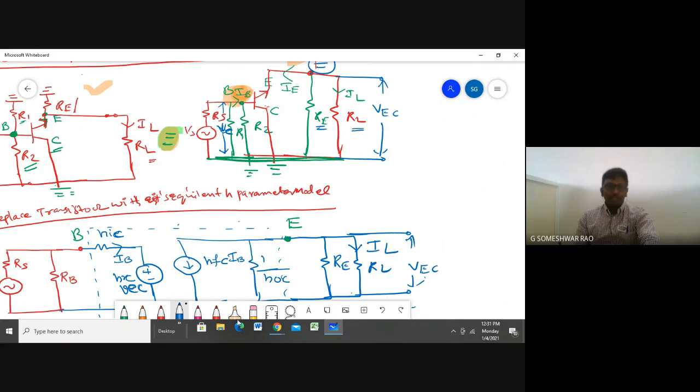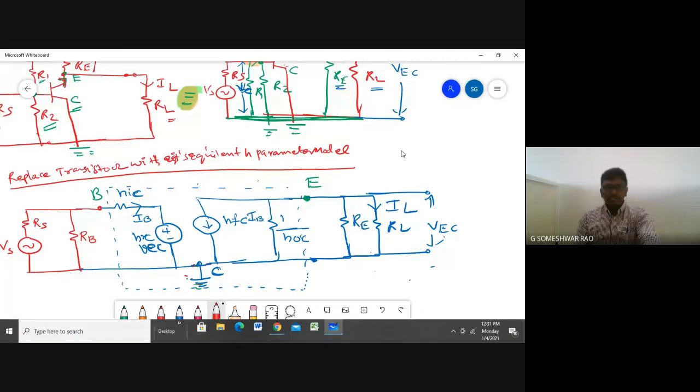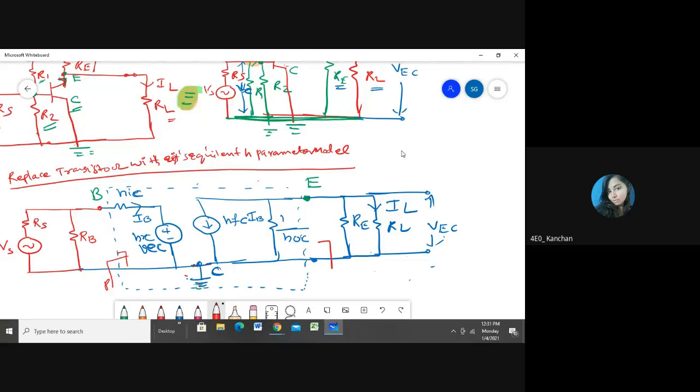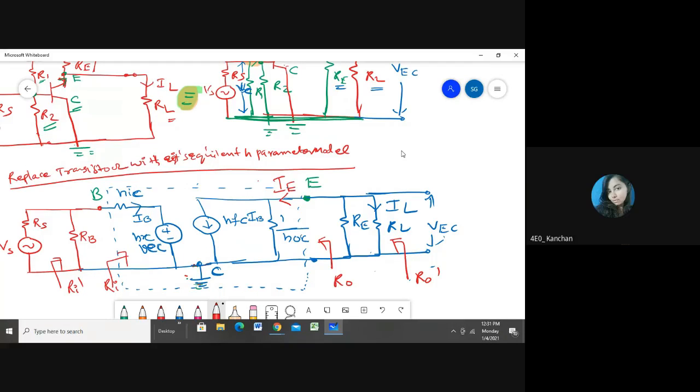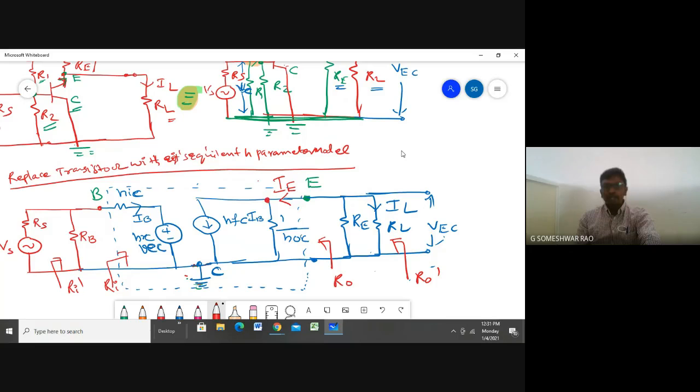Now tell me which one is RI, RI dash, R0, R0 dash. RI is nothing but R1 here, in parallel. This is RI. RB parallel, this is RI dash. Please mention here. And this is R0, and this is R0 dash. What is the current flowing through this? The current flowing through this is nothing but IA. At this junction, it is dividing into this current as well as some other current.